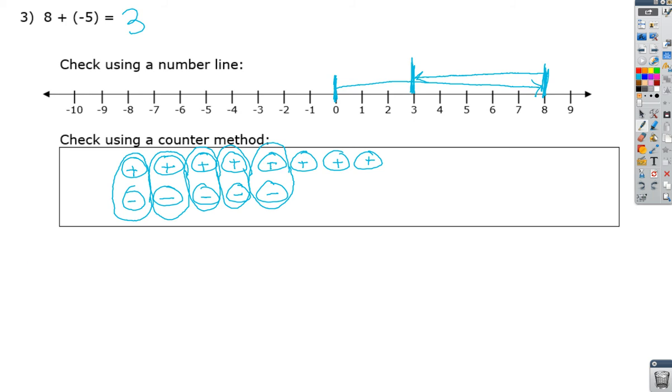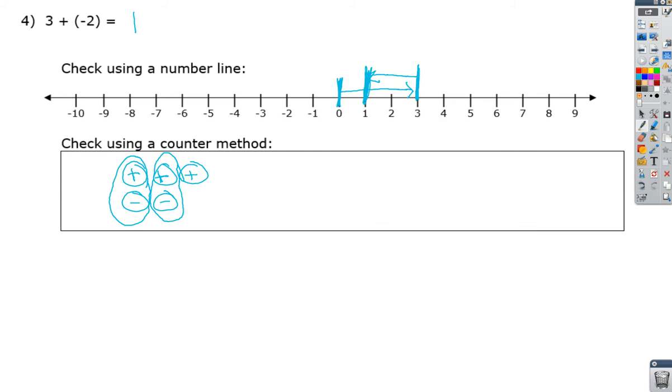Number 4, you have 3 plus negative 2. We have a positive and a negative. Our signs are different, so we take the difference and keep the sign of the bigger number. So 3 minus 2 is 1, and our bigger number is 3, so our answer should be 1.